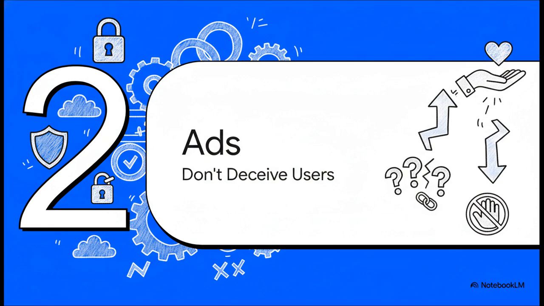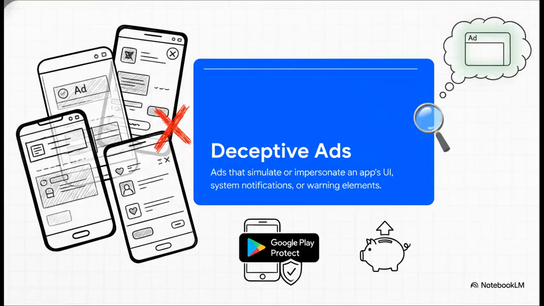All right, let's switch gears and talk about ads, where that same idea of user trust is everything. If in-app purchases are all about fair value, then ads are all about fair presentation. The guiding principle is so simple. Just don't deceive your users. So what exactly does Google mean by deceptive? Well, it's basically any ad that tries to disguise itself as part of your app's interface or even your phone's operating system. The user has to know, without a single doubt, when they're interacting with an ad versus when they're interacting with your actual app.